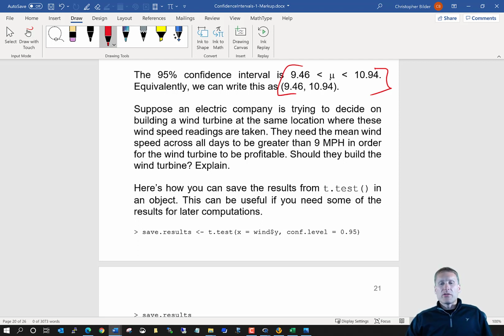Suppose an electric company is trying to decide on building a wind turbine at the same location where these wind speed readings are taken. They need the wind speed across all days to be greater than 9 miles per hour in order for the wind turbine to be profitable. And let's say we're just dealing with the February wind speeds. Should they build the wind turbine? Explain. Well, the answer is yes. Notice the entire confidence interval is above 9.